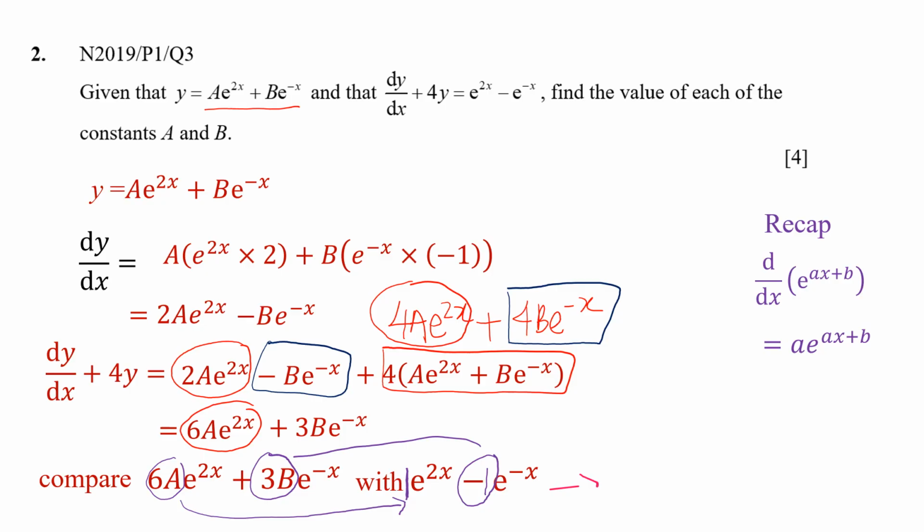So 6a equals 1, so a will be 1 over 6. 3b will be equal to negative 1. So b, or negative 3b equals to 1... So b will be negative 1/3. It should be 3b equals negative 1. It makes more sense. And b equals negative 1/3. Okay, so this is how you find the values of the constants a and b.